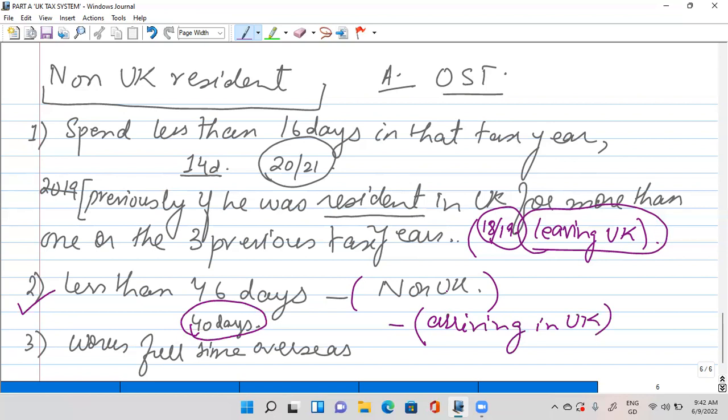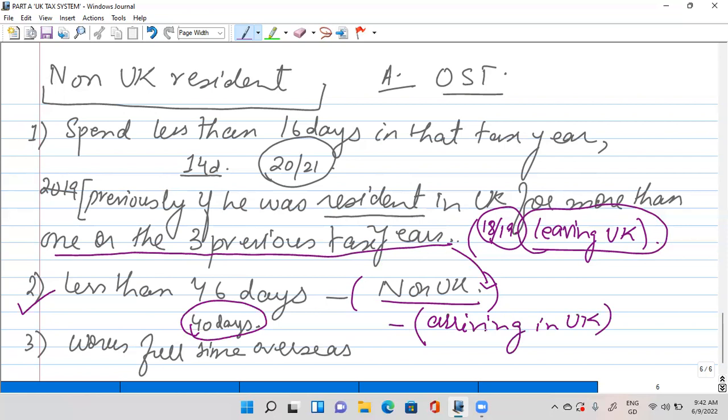You can remember it like this: someone who is arriving in the UK, and remember that you have to compare the previous status. These wordings are in the second point as well. For this non-UK resident, we are checking one of the previous three tax years.